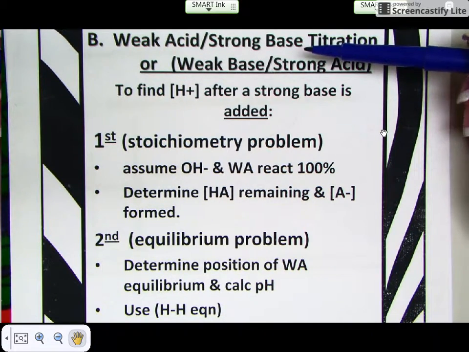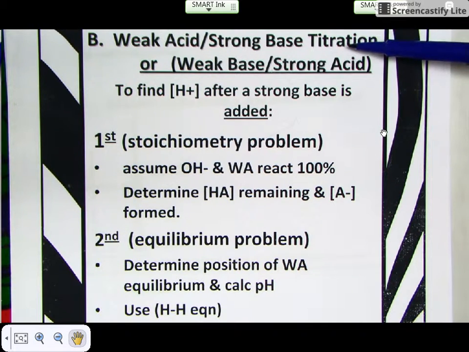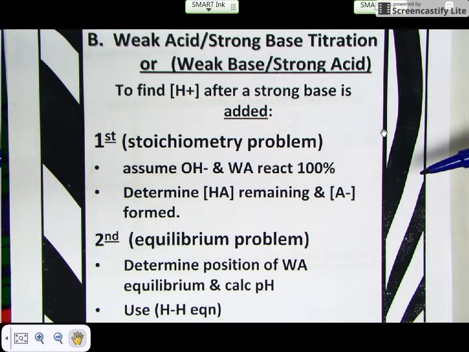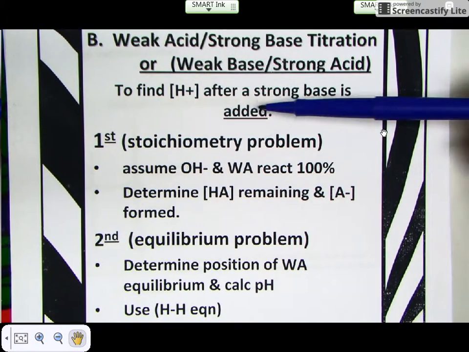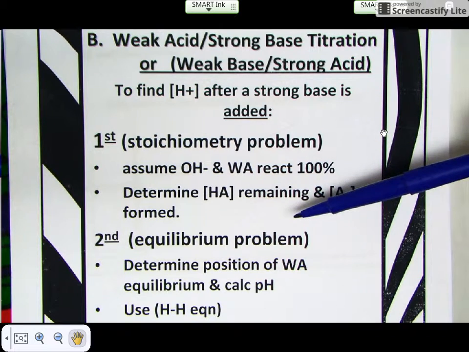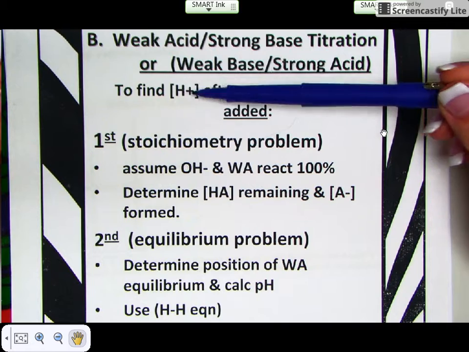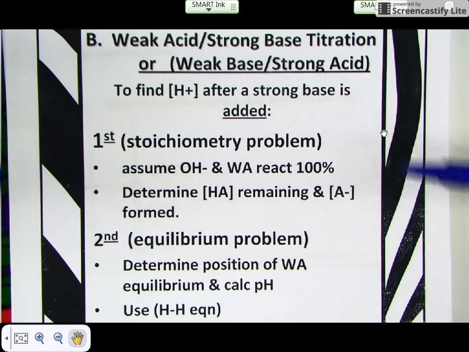We're going to look at how to proceed with a weak acid, strong base titration calculation, or it could be a weak base, strong acid titration calculation. If you get stuck at any point, just remember to look back at this slide in the notes. Because if you're going to find the pH of the solution, you've got to be able to get to the hydrogen ion concentration. So here's what you will do.